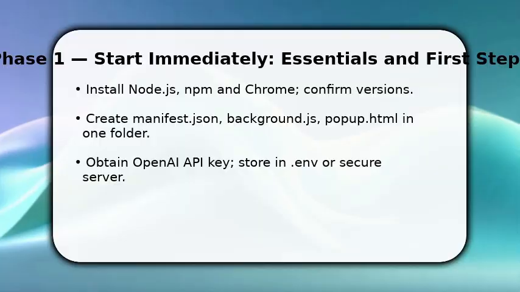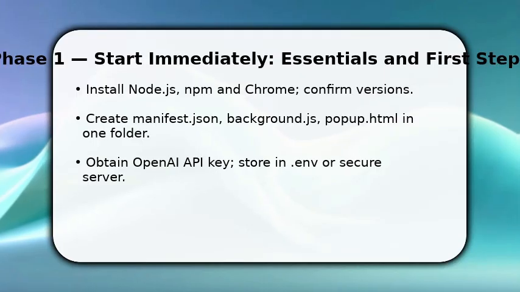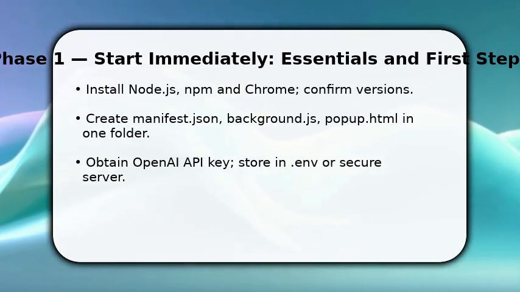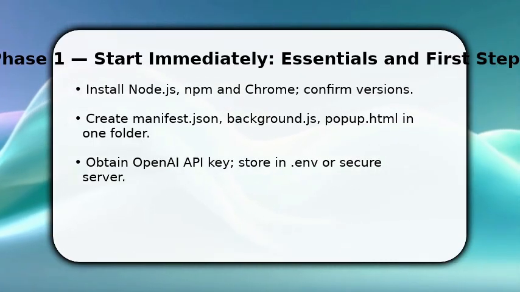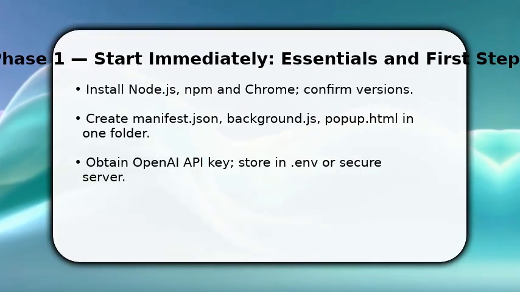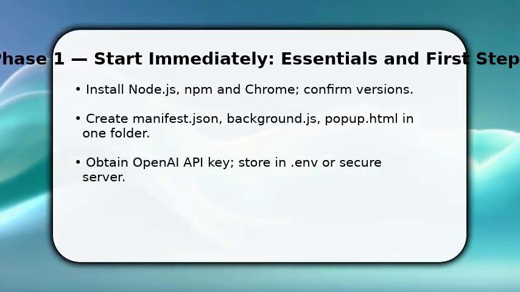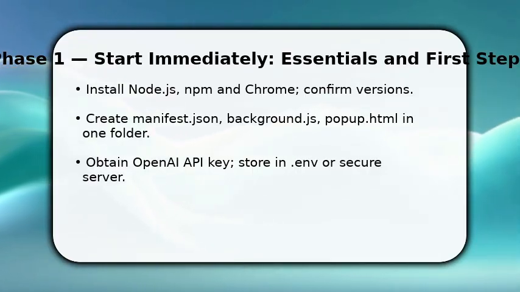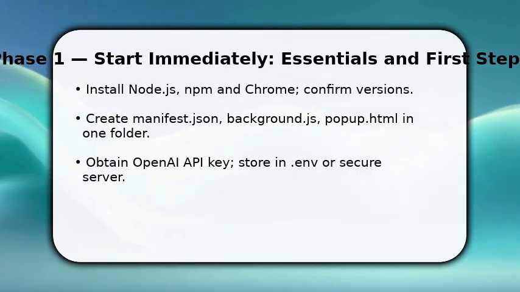Enjoy the video. You start by preparing essentials. Node.js, NPM, and Chrome must be installed so tooling runs. Once done, create a project folder and add manifest.json with manifest version 3, background service worker, and popup.html. Make a minimal package.json and install .env for local secrets.